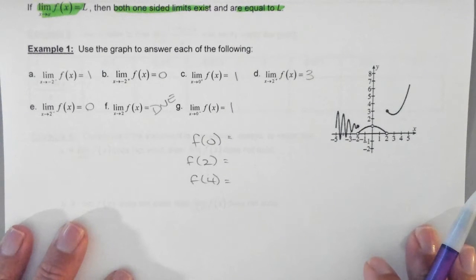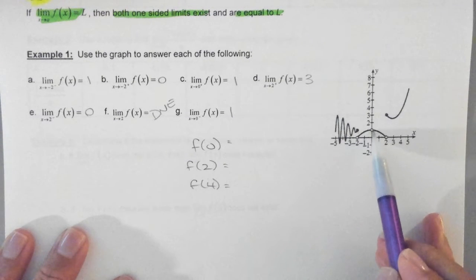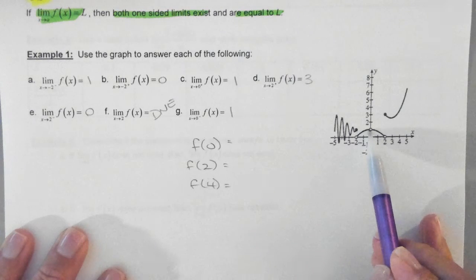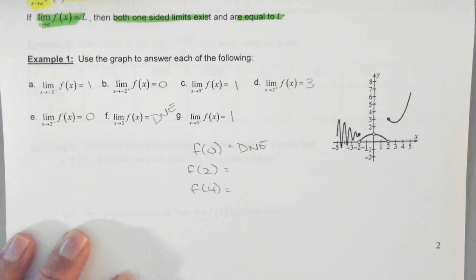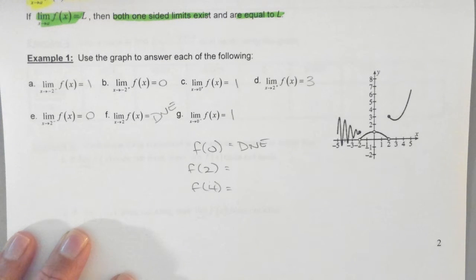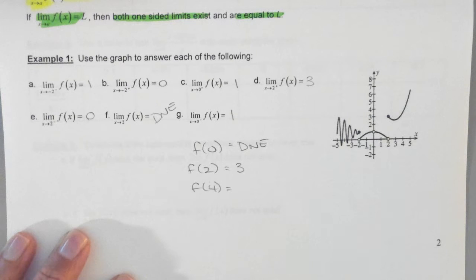So if I asked you to evaluate the function at 0, what's the answer? Why? Because the circle is not filled. That's right. So here, f of 0 is an open circle, meaning that point doesn't exist at all. So this answer would be DNE, or does not exist. What about f of 2? I see 2 points there. How do I know which one to choose? The filled-in one. Yeah, the filled-in one. So in this case, the answer would be what? 3?